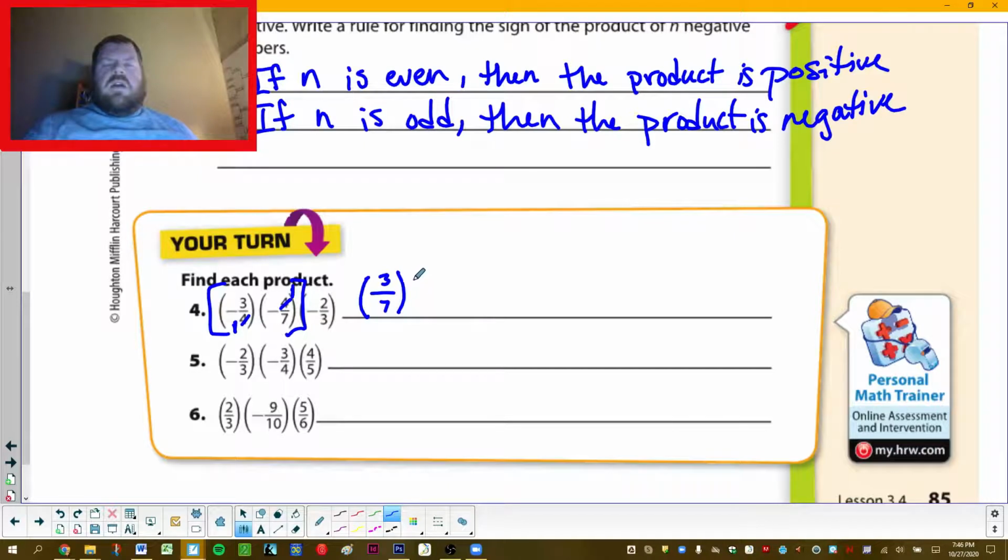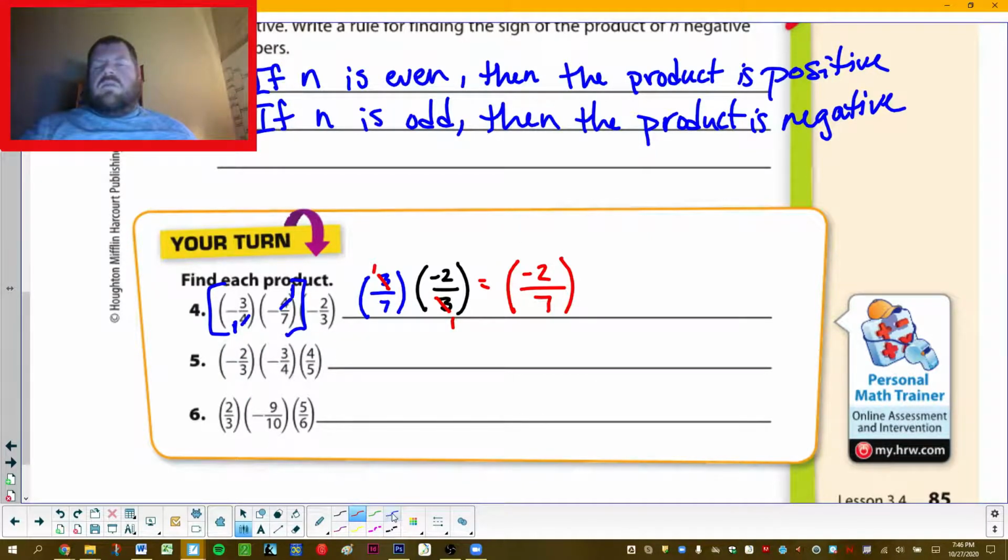Okay, and now I have that other part of my problem, the negative 2/3. So then I can cancel out the 3's. 1 there, 1 there. 1 times negative 2 is negative 2. 7 times 1 is 7. So my answer is negative 2/7.